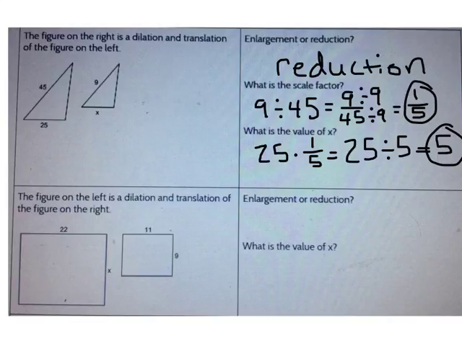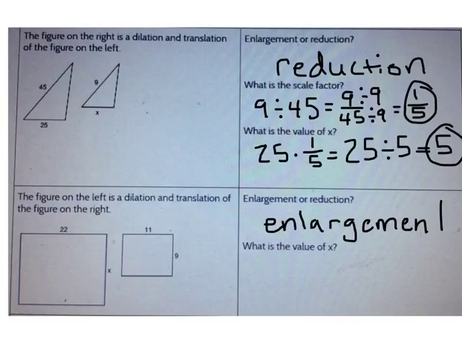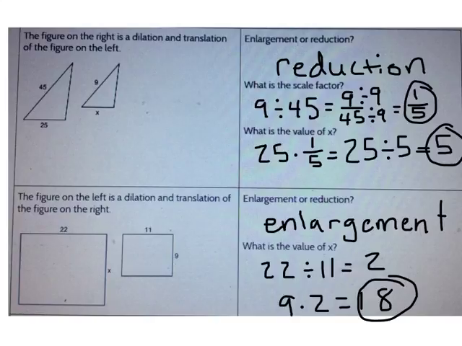Let's try 2 more. The figure on the left is a dilation and translation of the figure on the right. Is it an enlargement or a reduction? It's an enlargement. What is the value of x? This time you need to solve for the scale factor, but the answer you enter in the box is just the value of x. The scale factor is 2. 22 divided by 11 is 2. To find the missing side, I multiply 9 times the scale factor because they're corresponding sides. 9 times 2 is 18. So the value of x is 18.